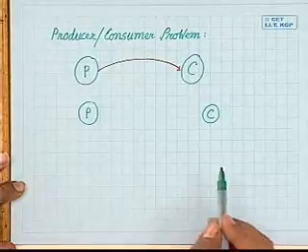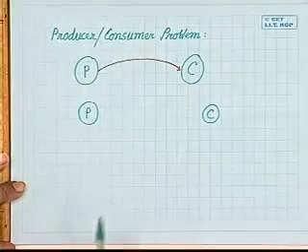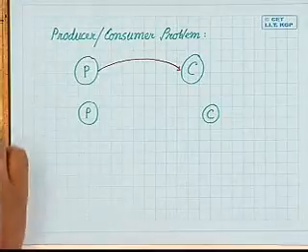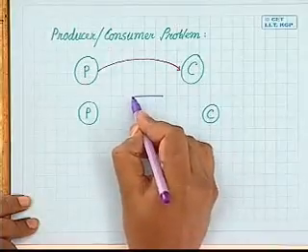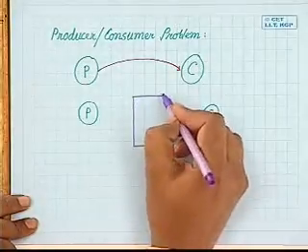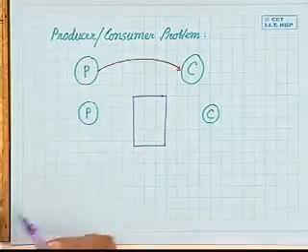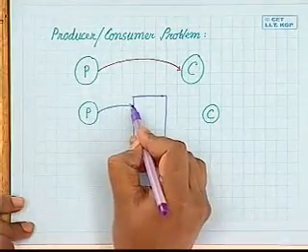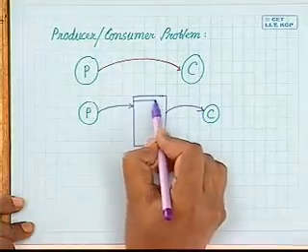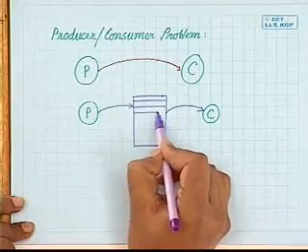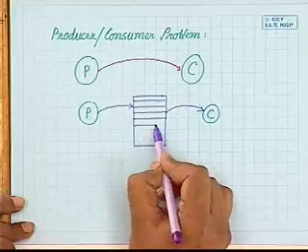So the concept will be like this. I have a producer process. I have a consumer process. Now, instead of directly sending the data from the producer to the consumer, in between producer and consumer, you have some buffer pool. So the producer will produce the items and put them in the buffer pool or array of buffers, and the consumer will consume the items from the buffer.